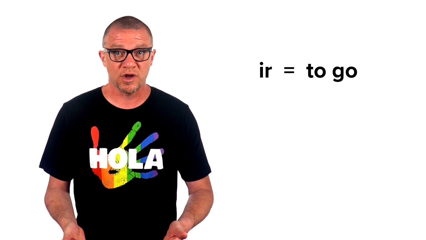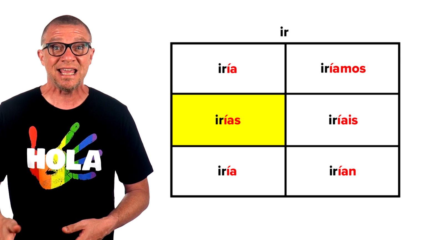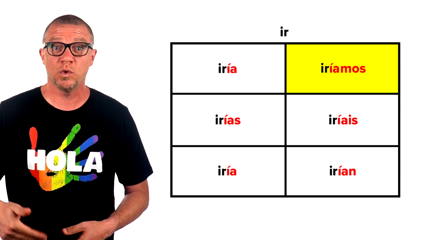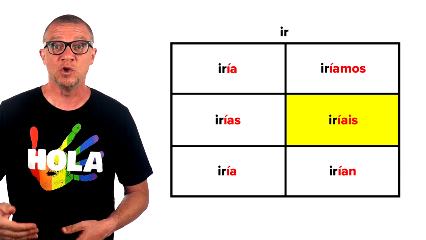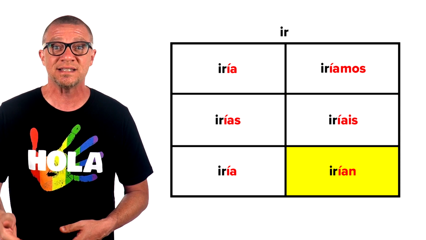I still can't believe ser and estar are so easy in the future and conditional tenses. So is the verb ir, which means to go. I would go is iría. You would go is irías. He, she, it would go is iría. We would go is iríamos. You would go, plural, is iríais, and they would go is irían.